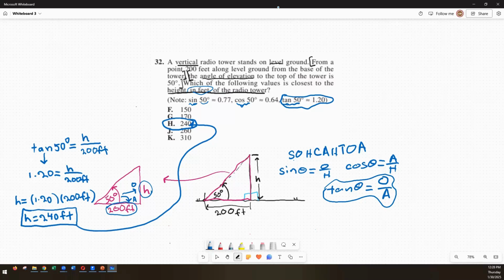So remember your SOHCAHTOA. That should be memorized for your exam. And don't be afraid to draw a very simple sketch that helps you translate from the English words of the problem to the mathematical relationships that you know.